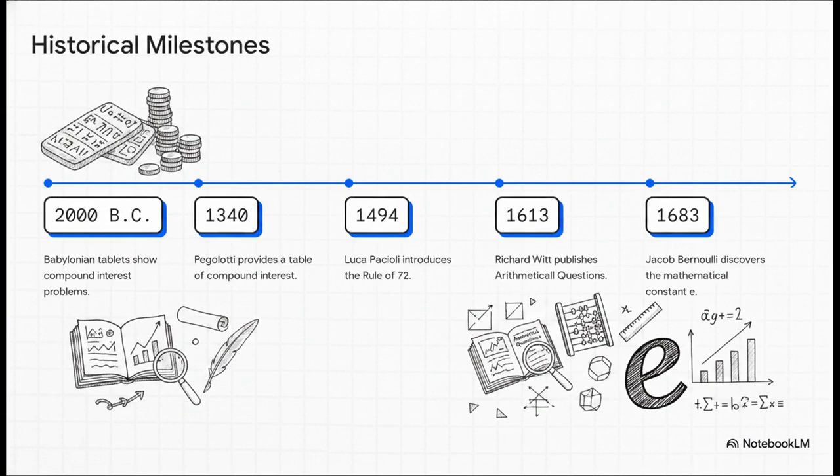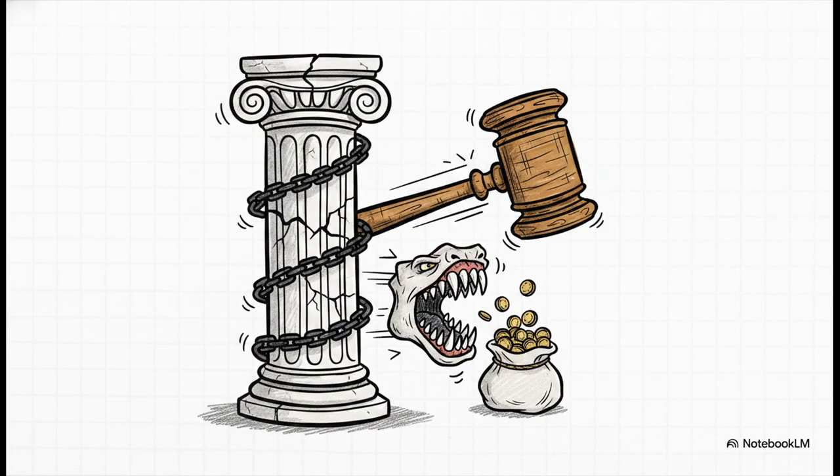Way back between 2000 and 1700 BC, we actually see the very first compound interest problems recorded on Babylonian clay tablets. Fast forward to 1340, and a Florentine merchant named Pegolotti provided a dedicated table just for compound interest. In 1494, Luca Pacioli gave us the brilliant Rule of 72. Then in 1613, Richard Witt published a landmark text on it. And by 1683, mathematician Jacob Bernoulli literally discovered the mathematical constant e while studying this exact subject. How wild is that?